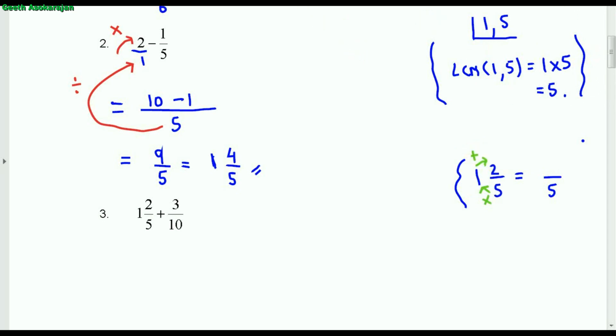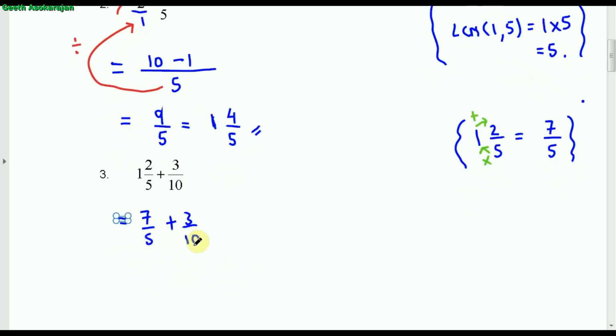So let's do that for this fraction over here. So 5 times 1 is 5 plus the 2 is 7. So 1 and 2/5 is the same as 7 over 5. So I'm going to write down that 7 over 5 here. And we're adding that to the 3 over 10. And remember the next step, our denominators are not the same.